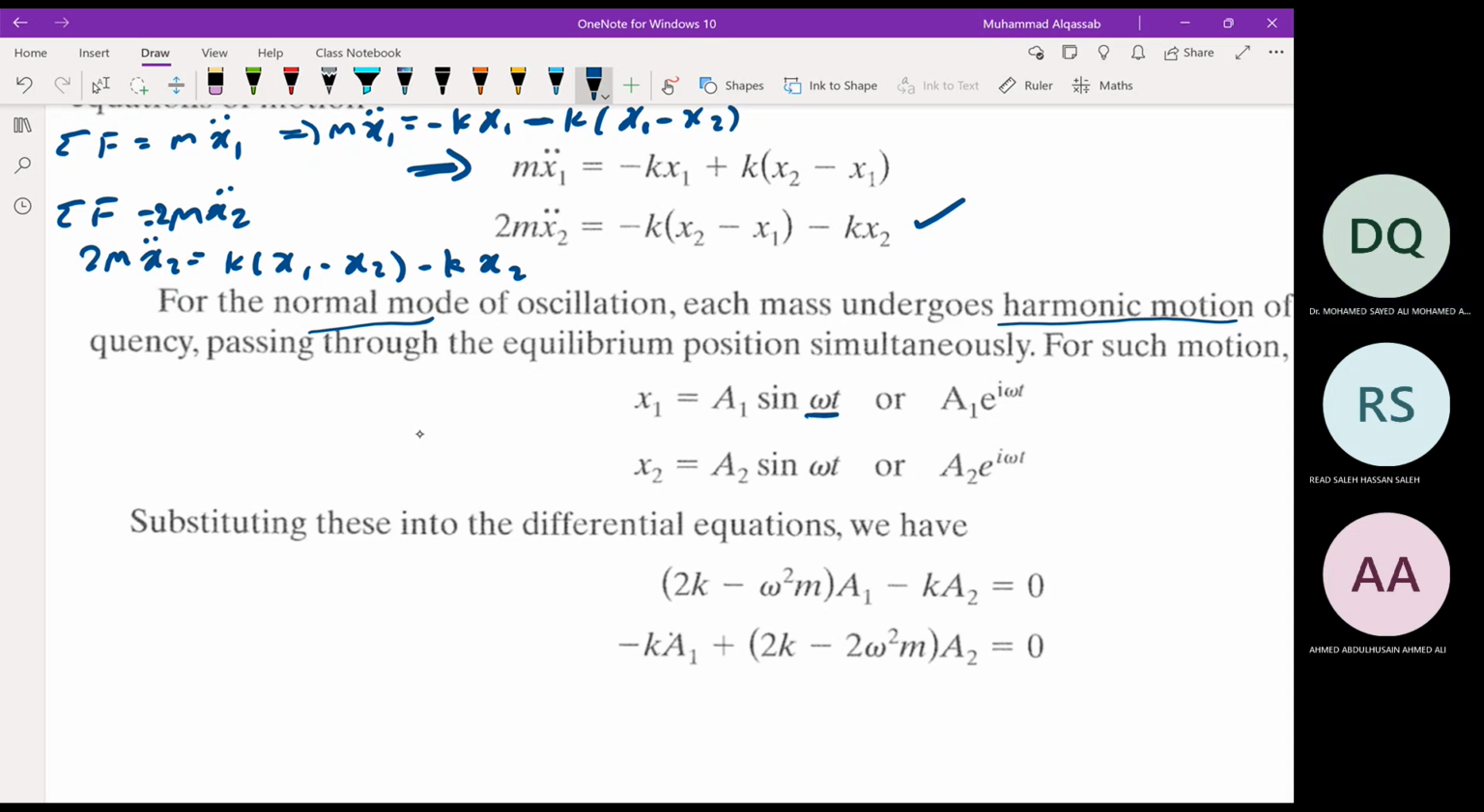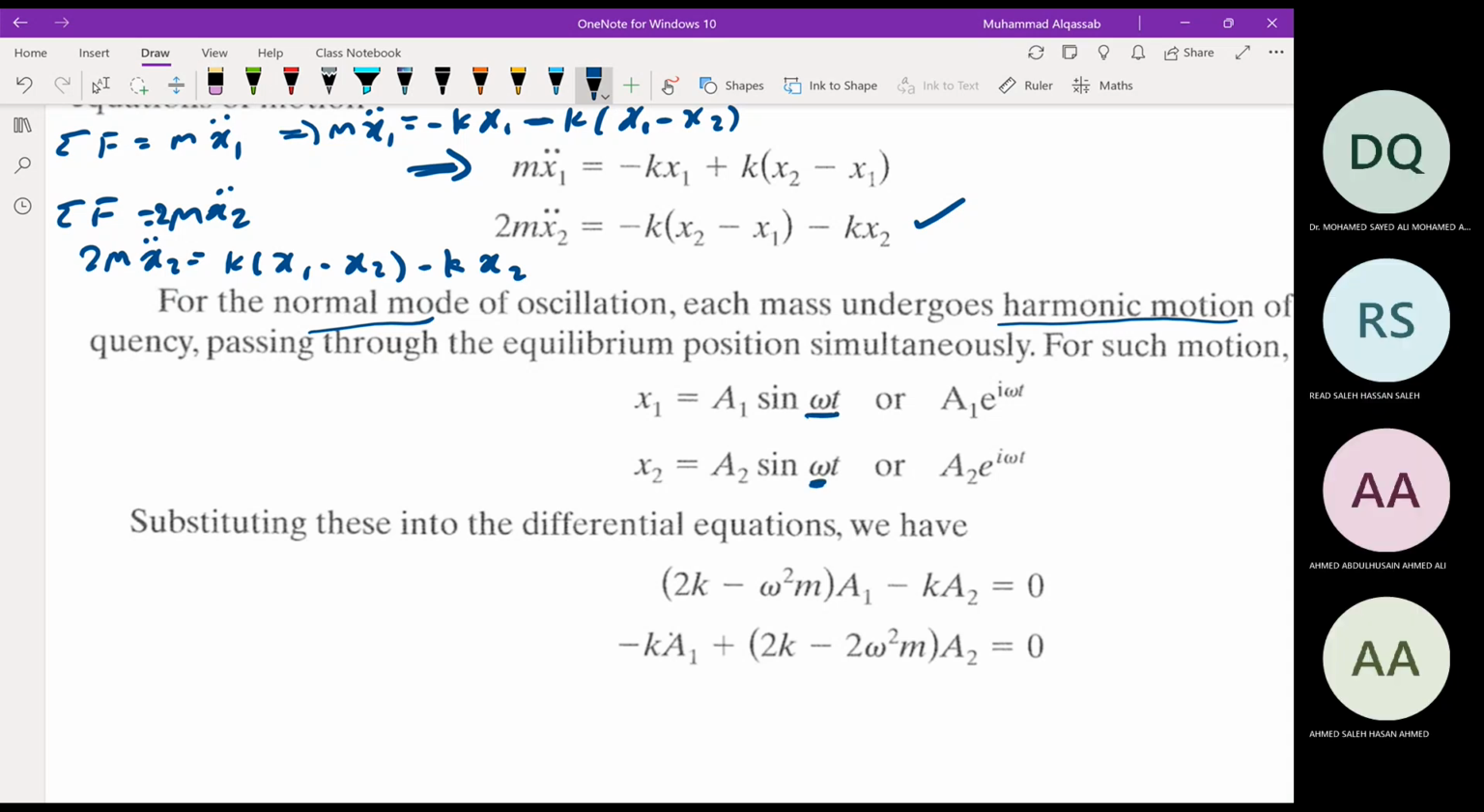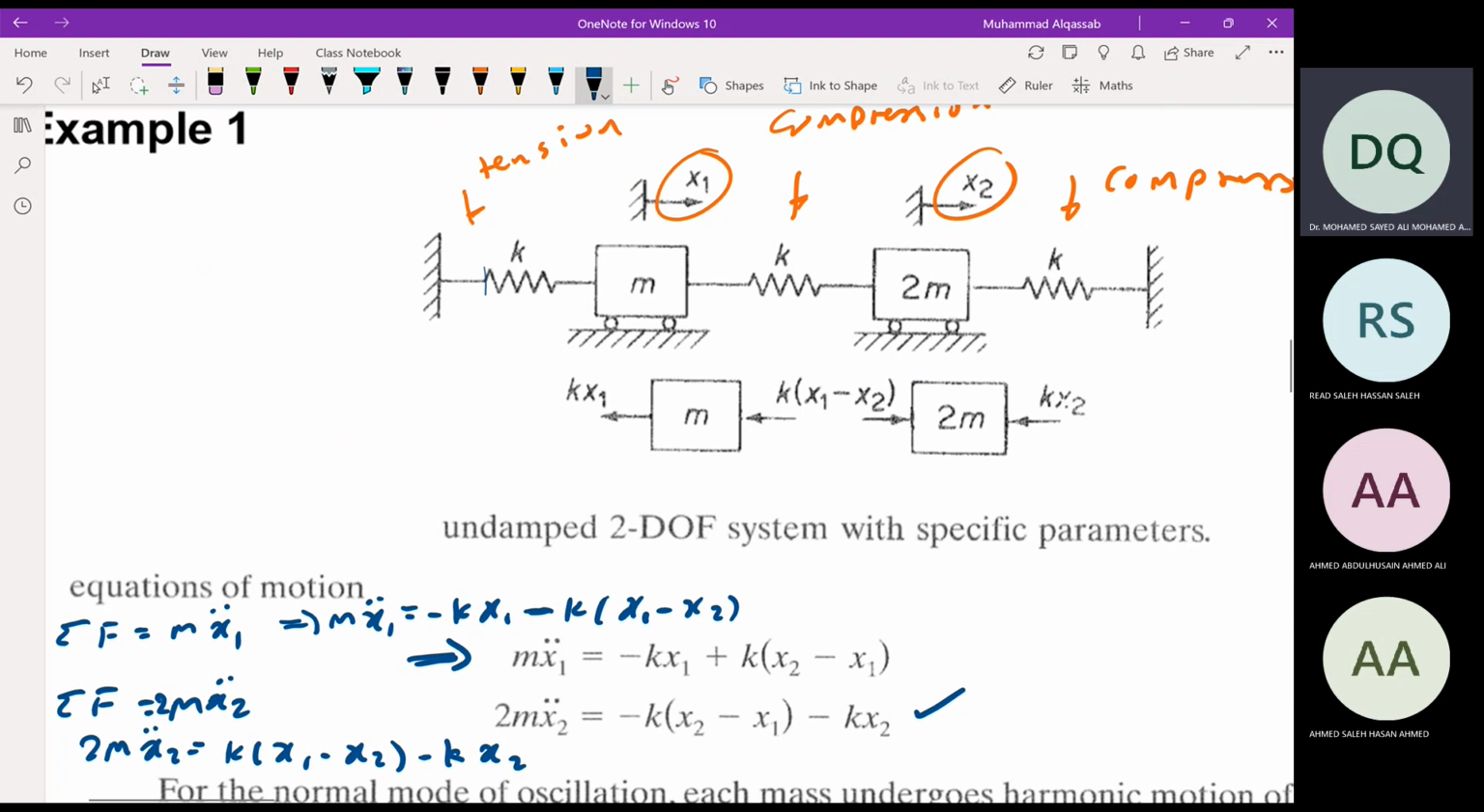So here, that omega is the same. There is no omega for M, and there is no different omega for 2M. We have two masses, right? So there is no omega 1 for M and no omega 2 for 2M. That is not true. The whole system is vibrating with the same frequency, either with omega 1 or with omega 2 or with both omegas, but at the same time.